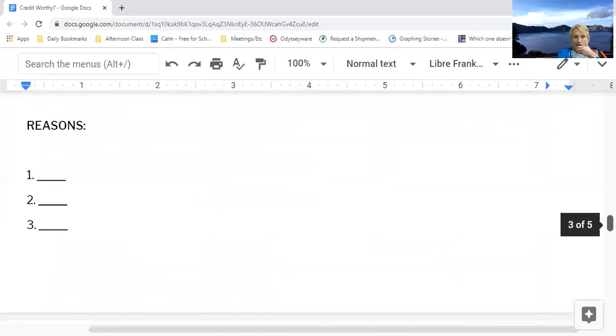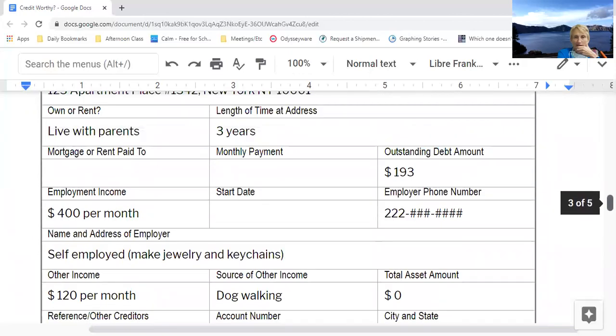I probably should have changed some of these dates. I see this one doesn't even have a start date for their income. Oh, self-employed, that's why. Yep. So self-employed making jewelry and keychains, I might feel differently about than, I don't know that that's a solid $400 a month. But they also don't have a lot of debt. But they also haven't saved any money apparently, because no total assets.